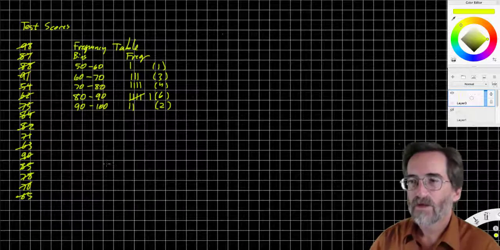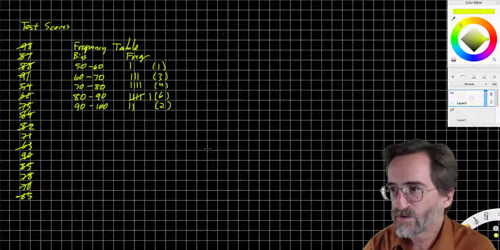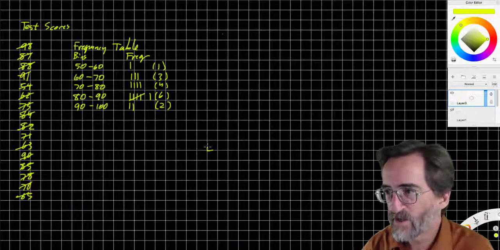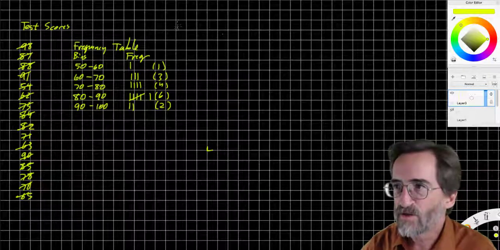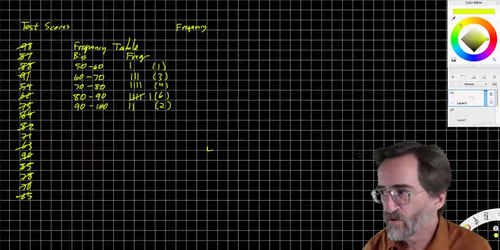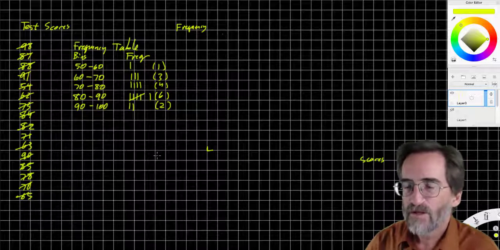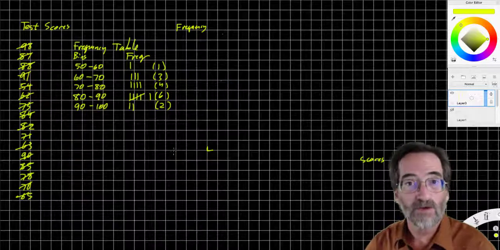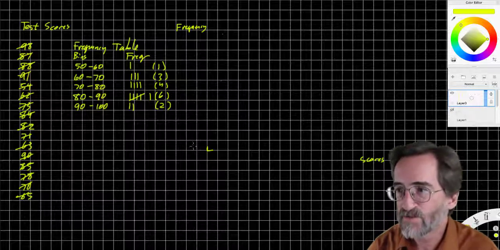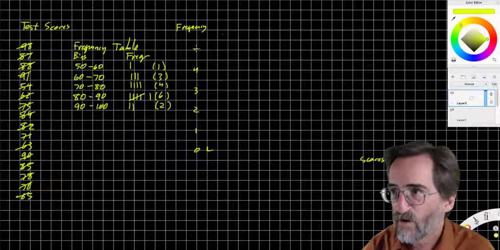Okay, and now when we make our histogram, here's the way it works. We have our x and y axis. The frequencies go up the y-axis. Okay, and the scores go across on the x-axis. Okay, so again, now we have a count by to figure out for both, all right? So the highest frequency is 6. So I'm going to go 0, 1, 2, 3, 4, 5.